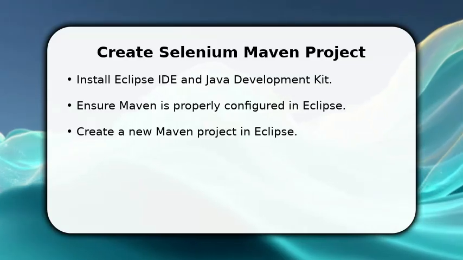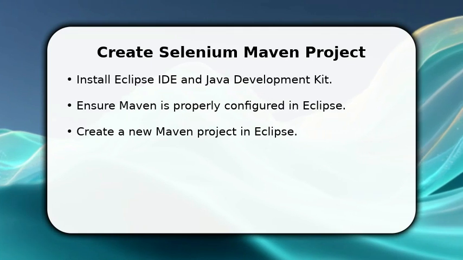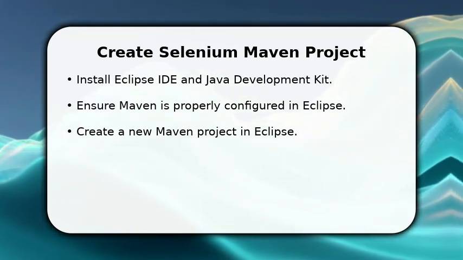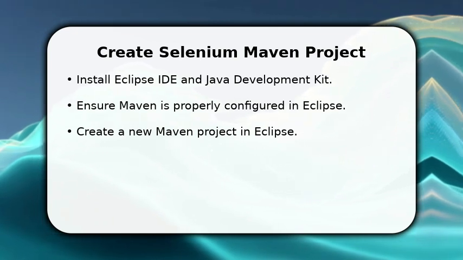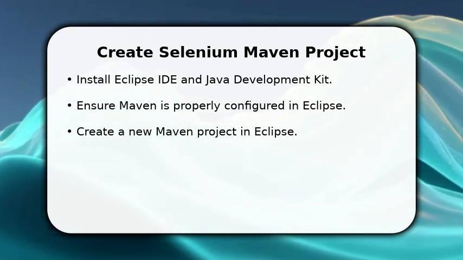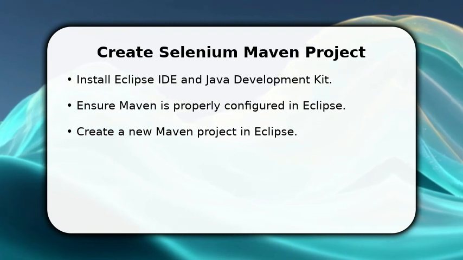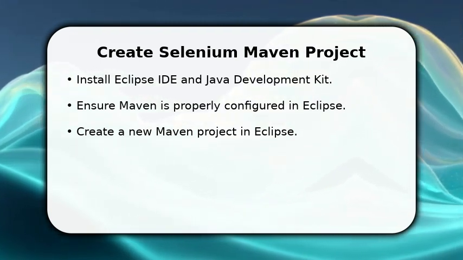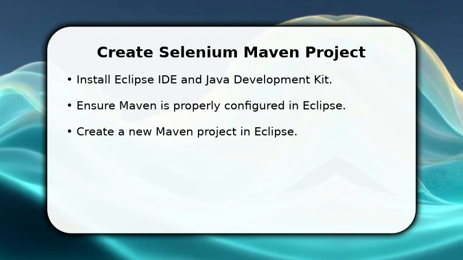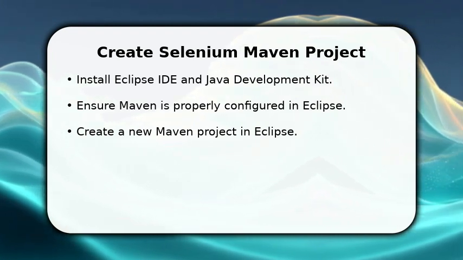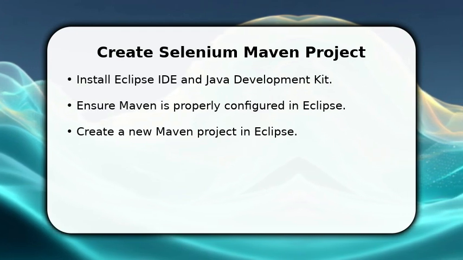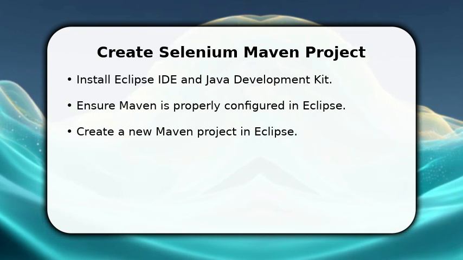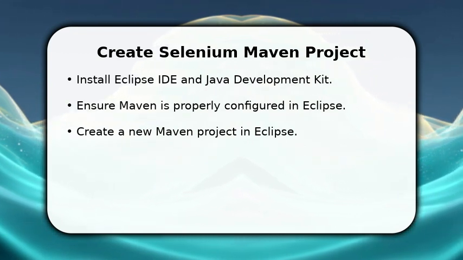In this video, I will explain how to create a Selenium Maven project. First, ensure you have the Eclipse IDE and Java development kit installed on your system. Next, verify that Maven is correctly configured within your Eclipse environment. Then, open Eclipse and navigate to File, New, and select Maven Project to begin the setup process. Choose a simple project archetype and provide your group and artifact ID. This initial setup forms the foundation for your automation framework.